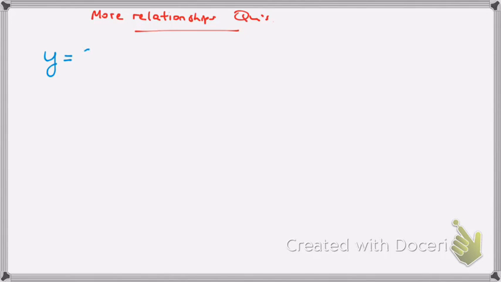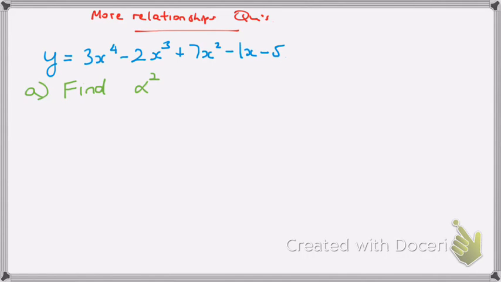So we'll go 3x to the 4. I'm literally making this up off the top of my head right now. Plus 2x cubed plus 7x squared minus x, minus 5. And let's say, first of all, I want to find alpha squared plus beta squared plus gamma squared plus delta squared, where alpha, beta, gamma, and delta are the four roots of the polynomial.